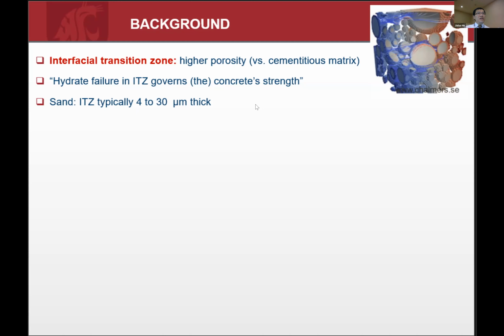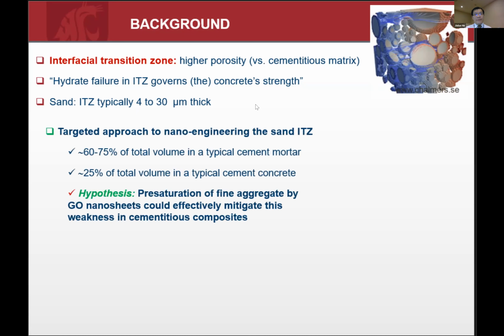Typically that ITZ is a little bit thinner than the ITZ you'll see on coarse aggregates. It's about 30 to 40 microns. Again, back to the analogy of the hair, hair is about 80 microns in diameter. So our thought is that we should target that interface because the sand particles occupy more than 60% of the volume in mortars or grouts. When it comes to concrete, approximately 25% of the concrete volume is sand. Of course, we're talking about more traditional design of the concrete.